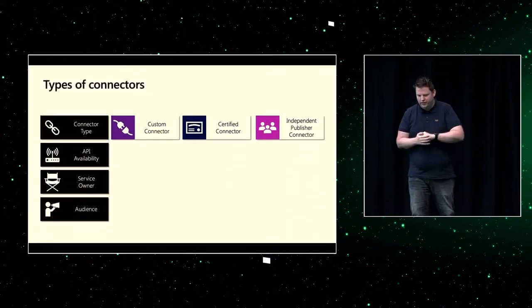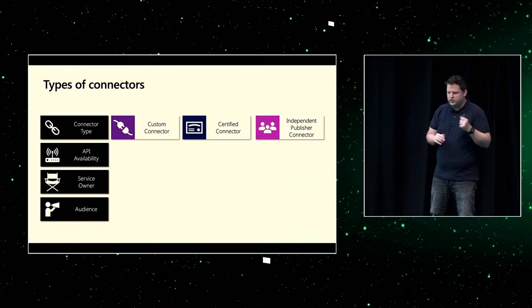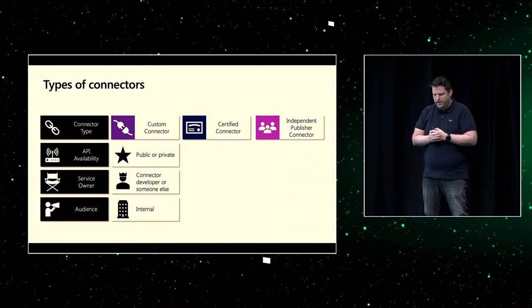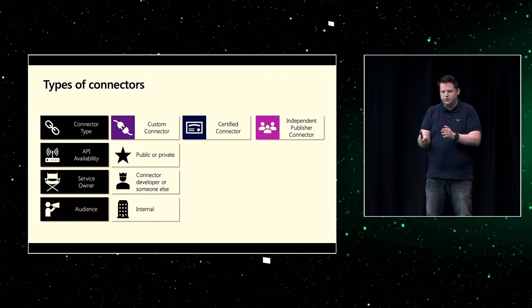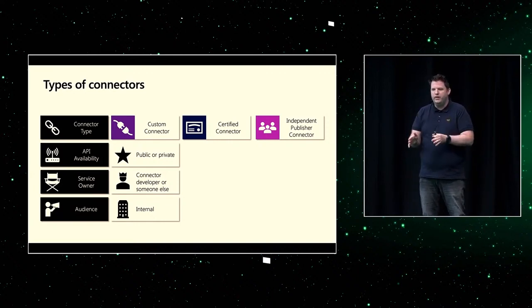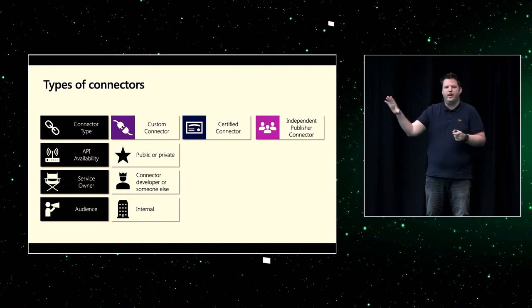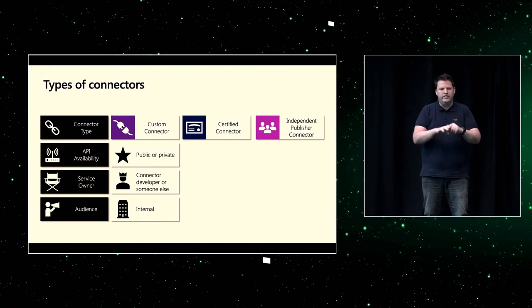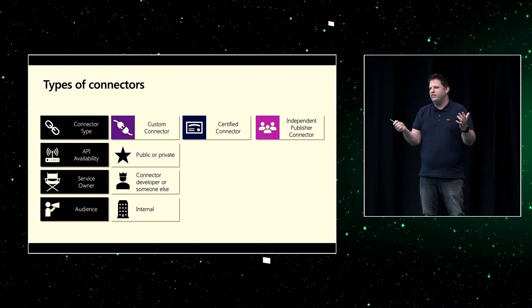There are a couple of types of connectors. The first one is a custom connector. And that's really helpful when you have a public or a private API. So when you have an API just for your company and you don't want to certify that and make that available to other people in the Power Platform, that's when you want to use a custom connector. It's really internal based, but this is also the starting point for the other two types, because you always need to start with a custom connector when you develop one.